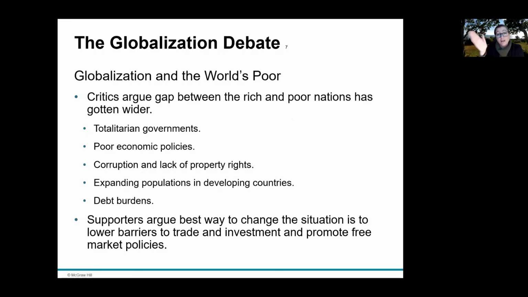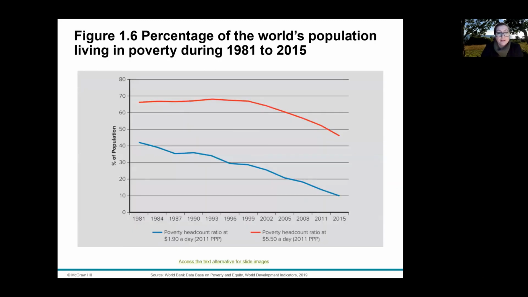And so these supranational organizations serve the collective interests of the nation states. With regards to poverty and globalization, critics argue that the gap between the rich and the poor nations has gotten wider. There's a rise of totalitarian governments. Poor economic policies are more prevalent, as is corruption and the lack of property rights. There are expanding populations in developing countries and increased debt burdens. Supporters argue that the best way to change the situation is to facilitate international trade and investment, and promote free market policies with lower barriers.